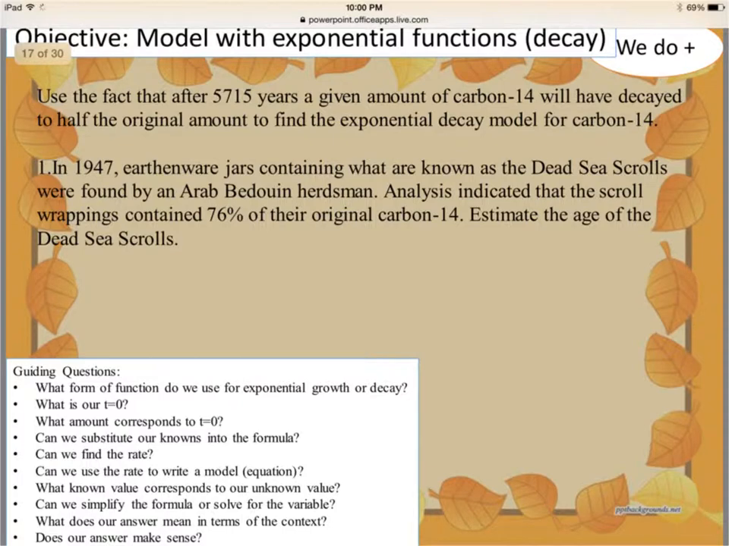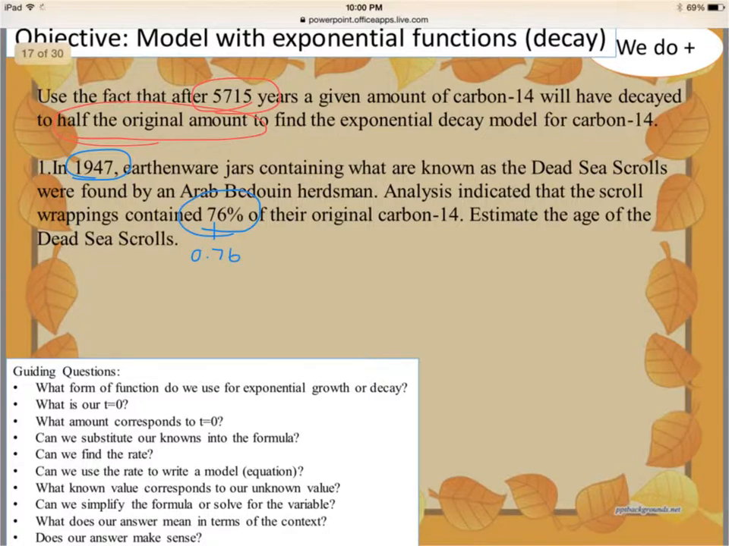Annotating this text, I want to pull out the important information, which is the amount of years that need to go by for half the original amount of carbon-14 to be left. That's going to help us figure out what our decay rate is. Later on, they talk about a year that some jars were found, and they found that there's 76% of the original carbon-14. We're going to have to turn that into a decimal, just like we always do in math.